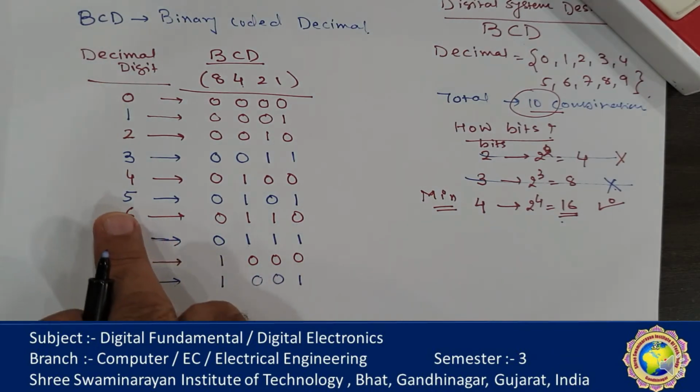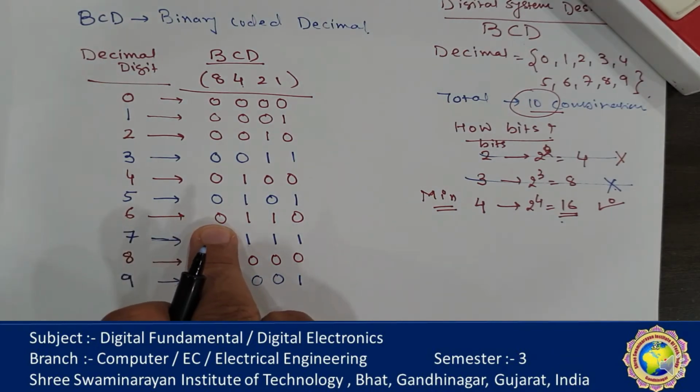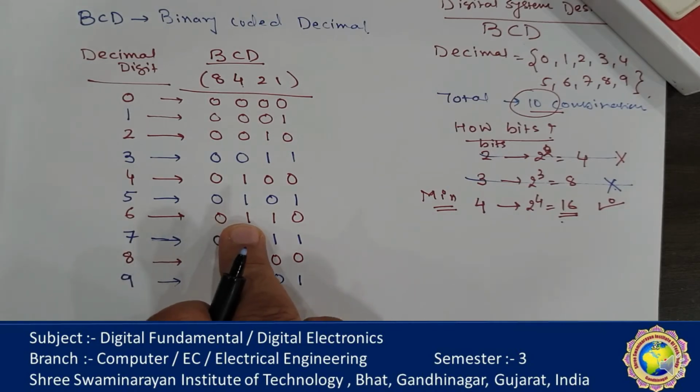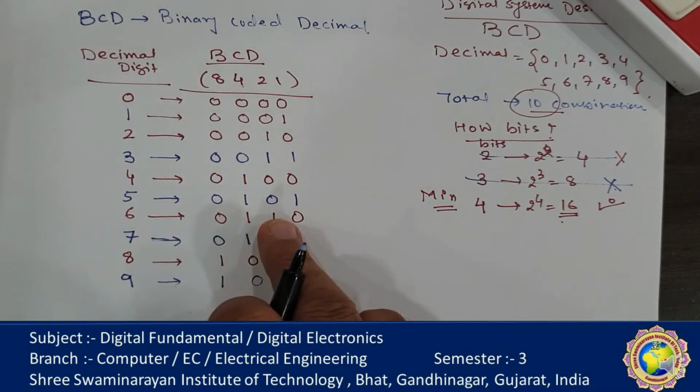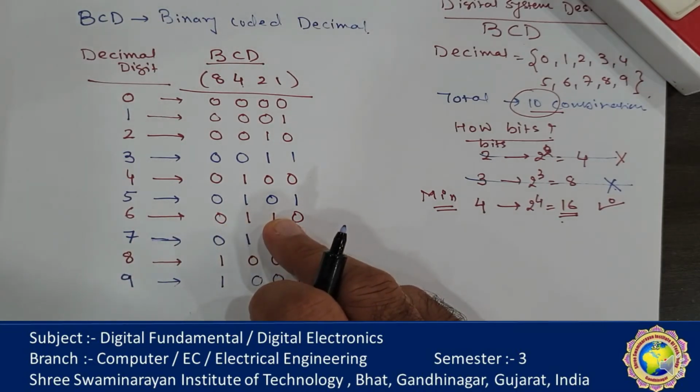Decimal 6 digit is possible: 8 into 0, 0. 4 into 1, 4, plus 2 into 1, 2, plus 0. So 4 plus 2, 6. So that means this is the weightage code of the number.